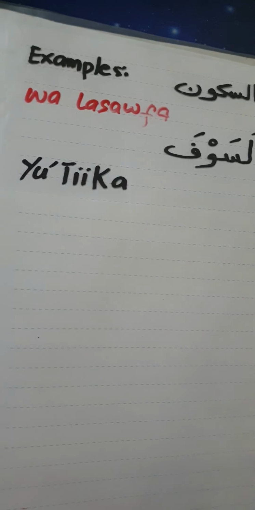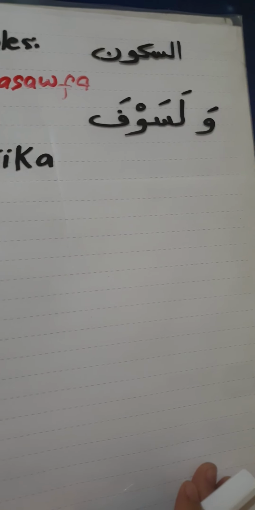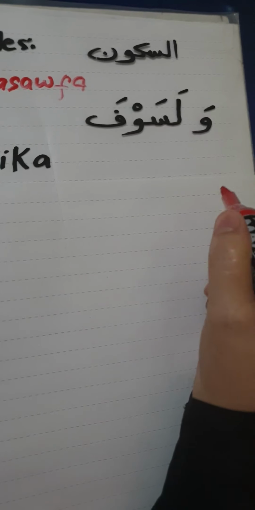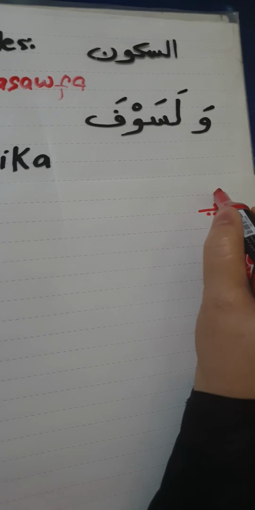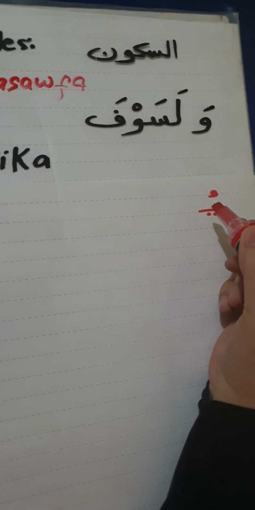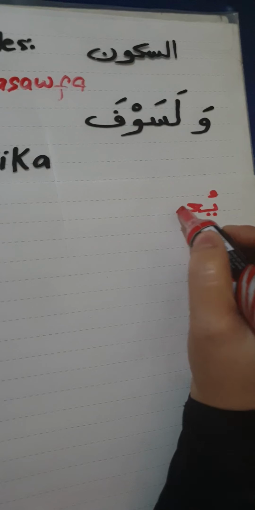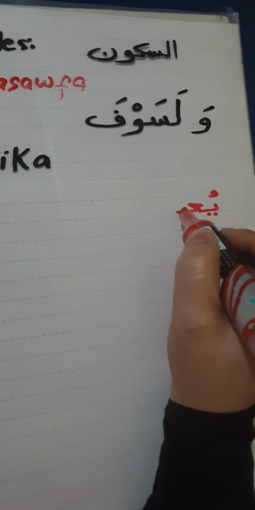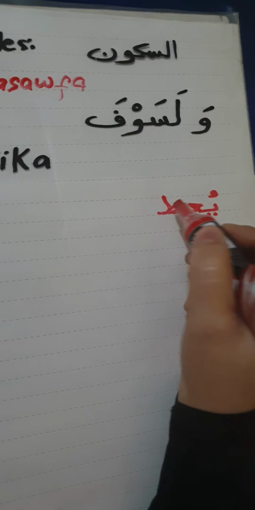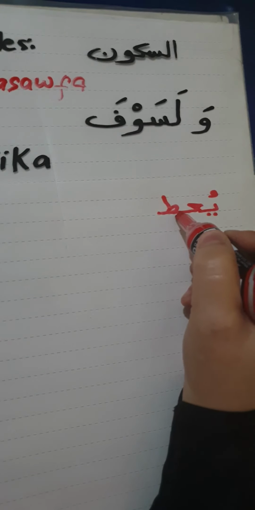So how are you going to write this word? It will be like this. This is the ya with a dhamma, and then the ain is the sukoon, the silent ain in the medial form, and then the ta also in the medial form, and the ta here has a kasra.